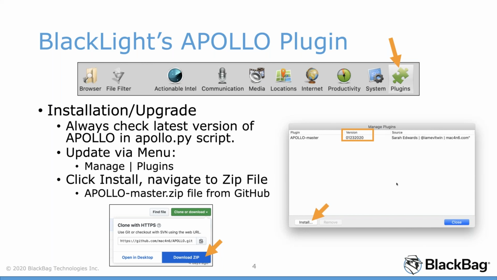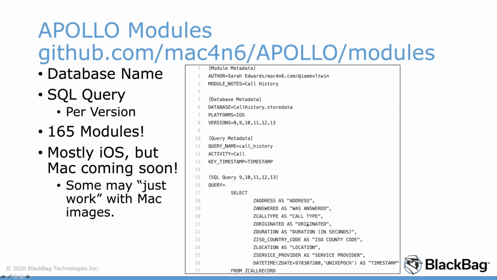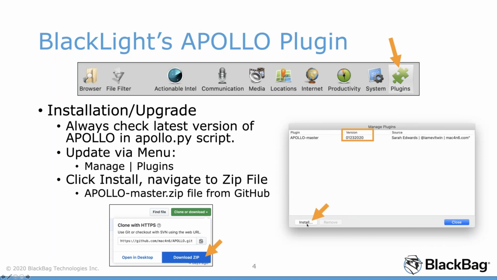So when you open the Plugins, Manage Plugins page, you will have a version there. This one's already old. I haven't actually updated this one in a couple days. And you want to install it using the install button. When you click the install button, it's going to ask you to point to the Apollo master.zip file. You want to make sure it is in fact the zip file.